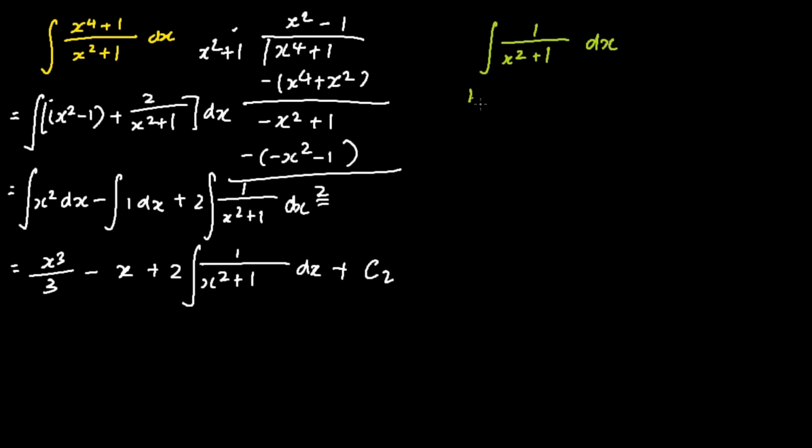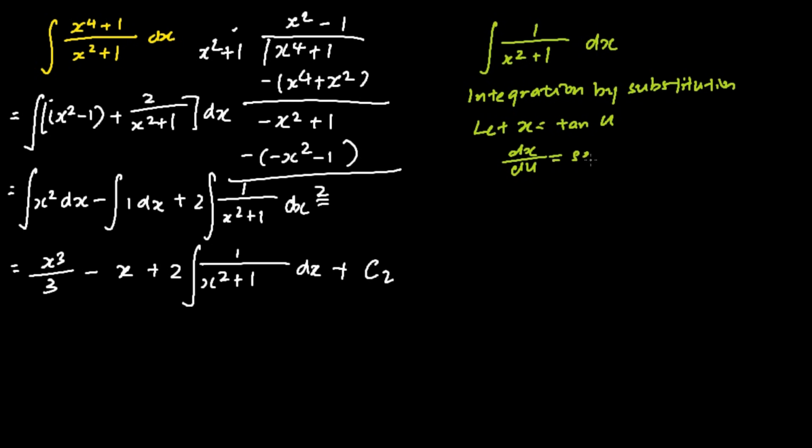We can perform integration by substitution. We let x be equal to tangent u, in which if I were to differentiate x with respect to u, I get secant squared u. Multiplying both sides by du, I get dx is equal to secant squared u du.